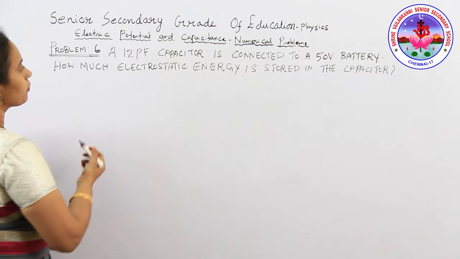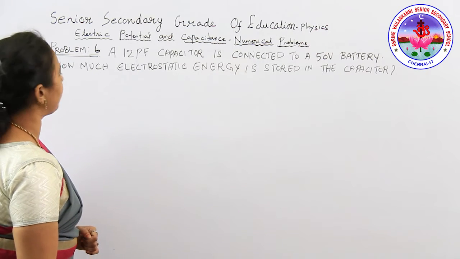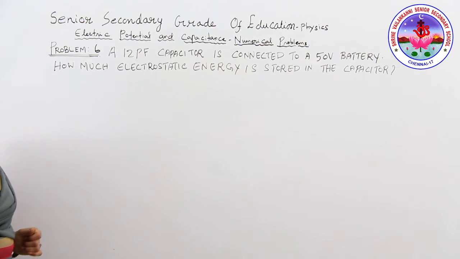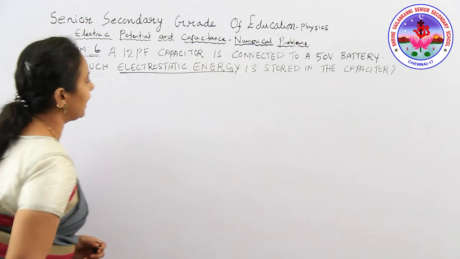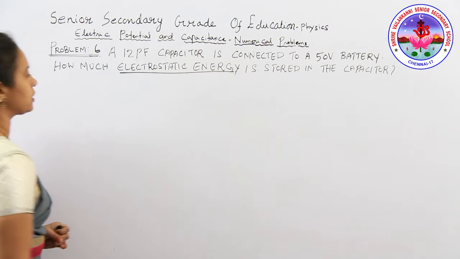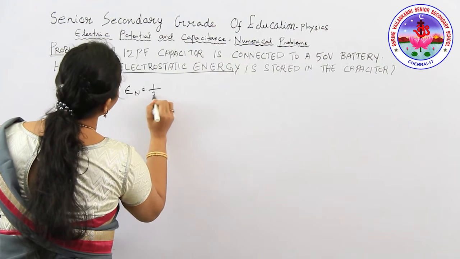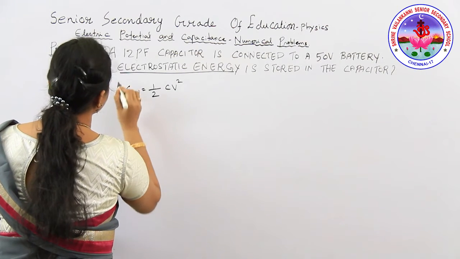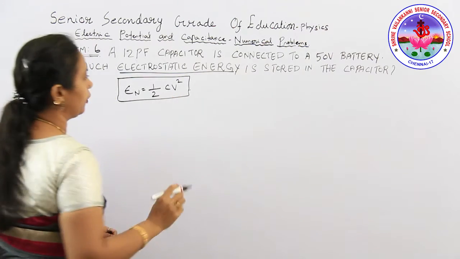Problem 6. A 12 picofarad capacitor is connected to a 50 volt battery. How much electrostatic energy is stored? The electrostatic energy, we can use the direct formula relation, that is En equal to half CV square. So this is the direct formula we can use, right from the derivation part.